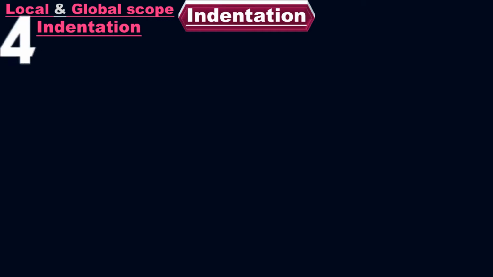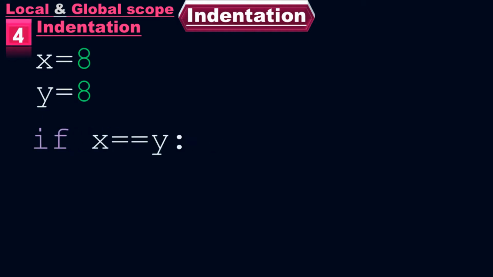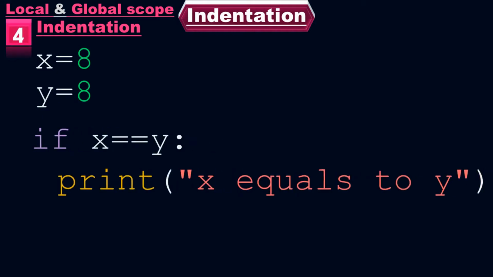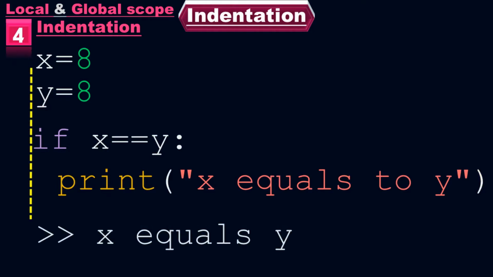So let me show you some examples for the local scope and global scope indentation. I'm going to solve some examples for both the local scope and global scope indentations. Example number 4. If I have x equals 8, y equals 8, if x equals y, take the print of x equals y, which returns x equals y. Look, this comes out of the global scope indentation. This is my local scope indentation.